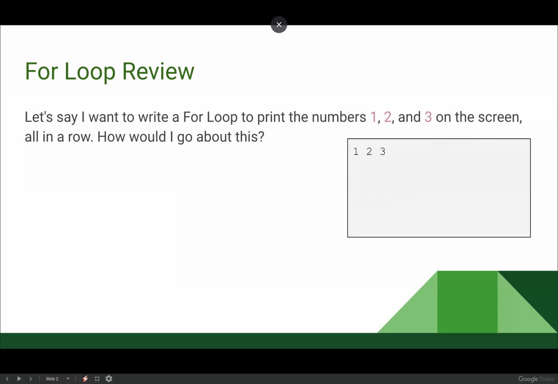For i equals 1, and then i less than or equal to 3, and then i plus plus. Exactly. So we start our iterator at 1. As long as it's less than or equal to 3, this could also just be i less than 4. Either one works. We're going to increase by 1 each time. Then we're going to print our i and a space, and that gives us 1, 2, 3.